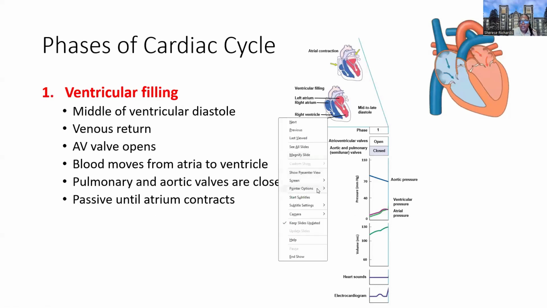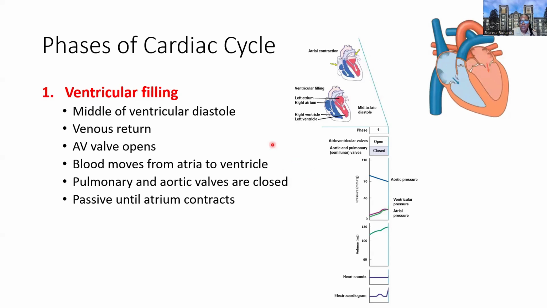Let's begin with the first phase of the cardiac cycle. This starts in the middle of diastole, and it is called ventricular filling. Here we're at the midpoint of the ventricle filling to its maximum capacity. We're going to see the venous return be important here, because venous return is what has come back to the atria, and that is what is being filled down into the corresponding ventricle. So the volume of blood coming back to the heart is extremely important for determining the ventricular filling.